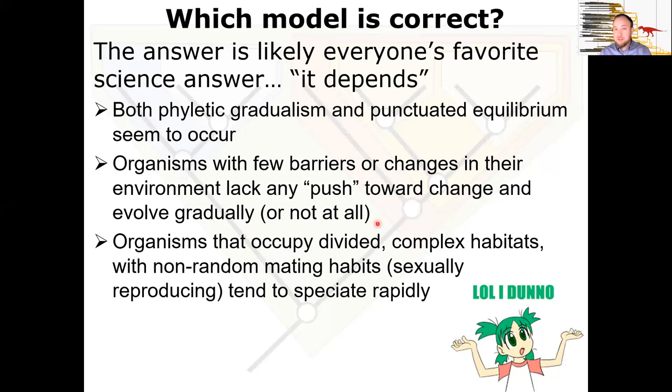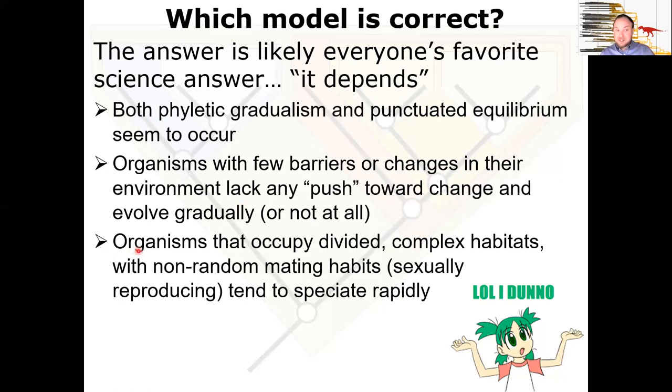Horseshoe crabs have been horseshoe crabbing for 400 million years, because they do what they do and they do it really well, and there's no reason for them to change, and they don't. There's no natural selection pressure on a horseshoe crab to become a slightly better horseshoe crab over time, because they're already pretty damn good at horseshoe crabbing.